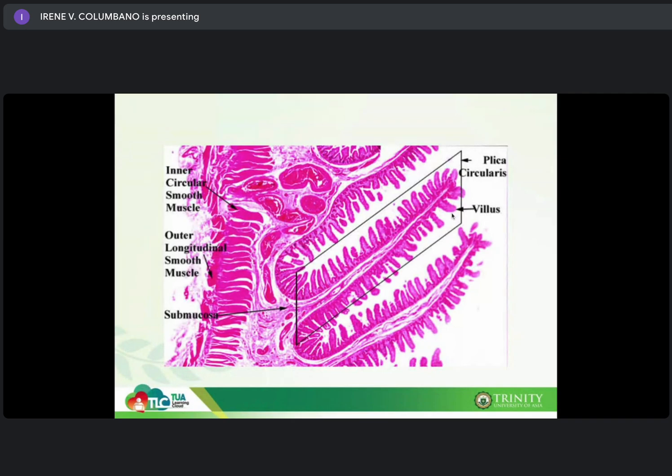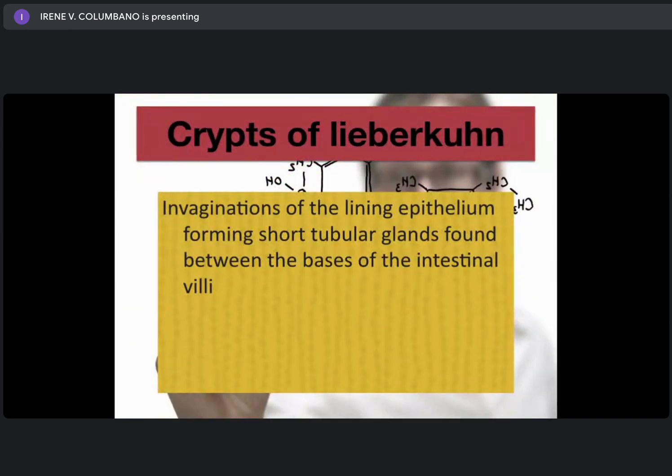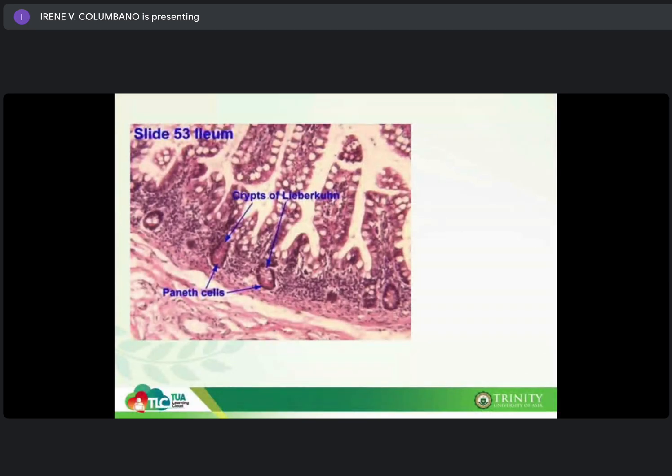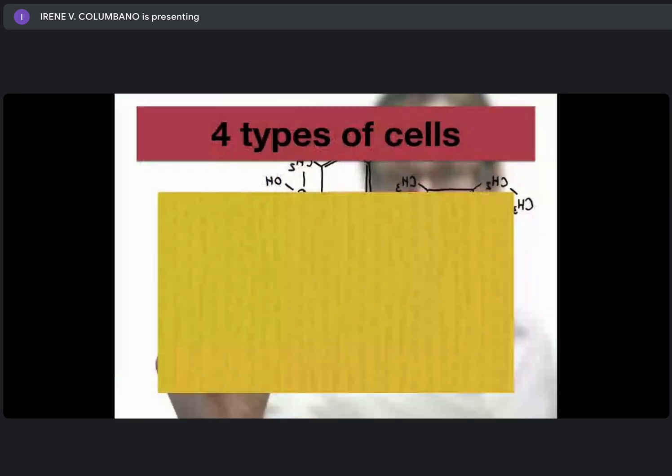And then you have your villus, no? We have the inner circular smooth muscle, the outer longitudinal, and of course the submucosa just beneath the mucosa. Crypts of Lieberkühn, the invagination of lining epithelium forming short tubular glands found between the bases of the intestinal villi. You have your Paneth cells, so for immunity, the crypt of Lieberkühn, kita yan sa duodenum, ileum.